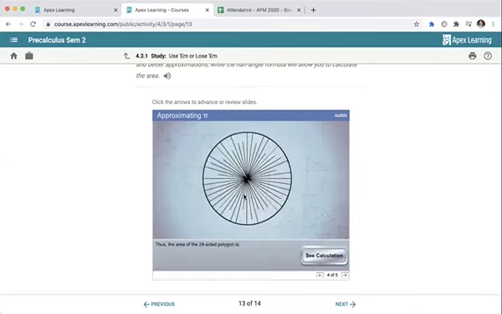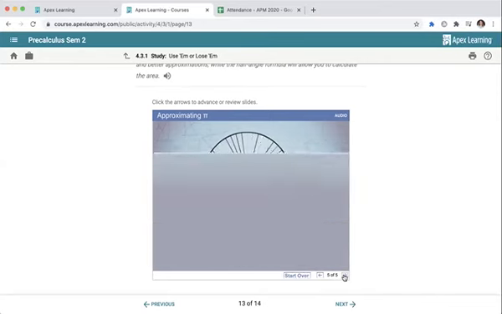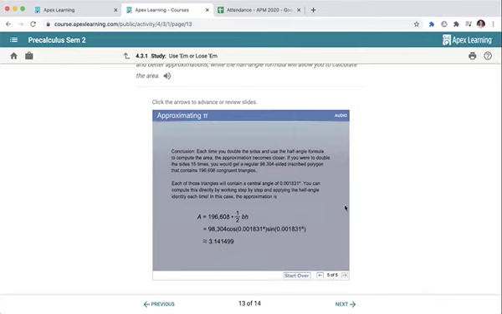Same thing here. If we were to look at a 24-sided polygon, there are even more triangles inside of it. Obviously, it's making that graphic, but they're really tiny triangles inside. We get even closer. And if we kept going, we would keep getting even closer. The conclusion is that each time we double the sides and use the half angle formula to compare the area, our approximation becomes closer.